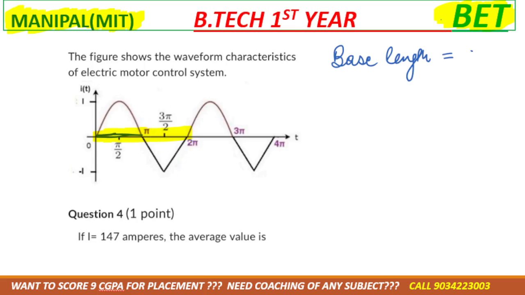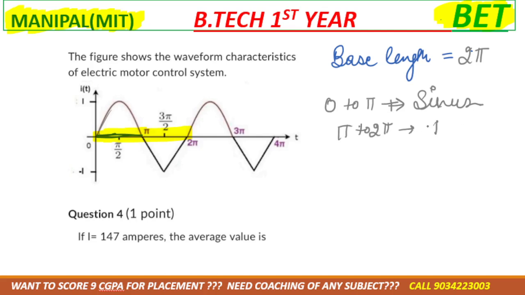So in this case, what would be the base length? That would be 2 pi. We will take the waveform from here to here. Again, in this case, it is a periodic waveform and one period varies from 0 to 2 pi, right? Now two things are varying in it: from 0 to pi you will have a curved sinusoidal wave, right? And from pi to 2 pi you will have a negative triangular waveform, kind of, correct?